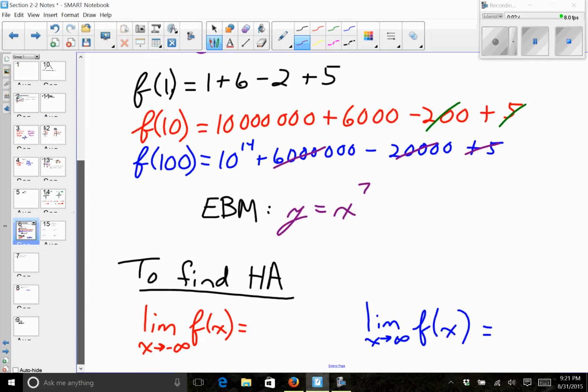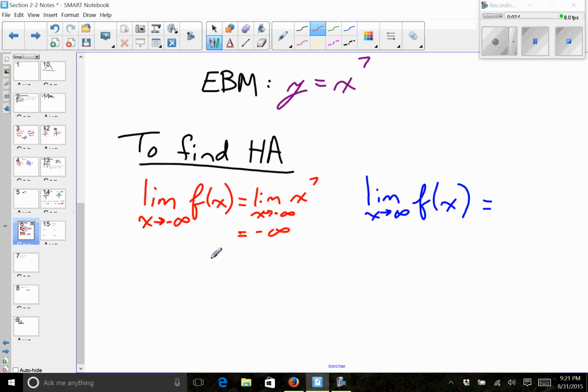So to find a horizontal asymptote, I have to do a limit as x goes to negative infinity off to the left. That would be equivalent to finding the limit as x goes to negative infinity of just our end behavior model, x to the 7th, which is going to be negative infinity, and so there's no horizontal asymptote to the left.